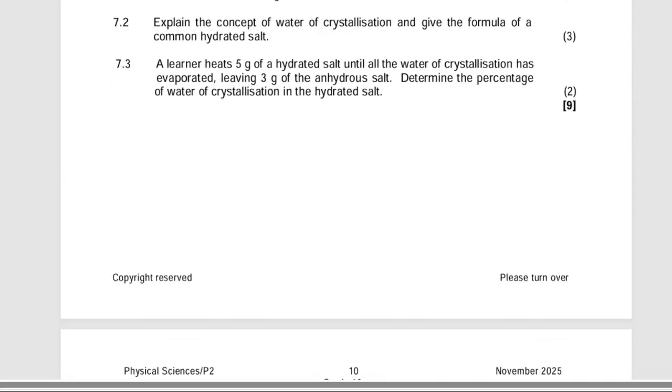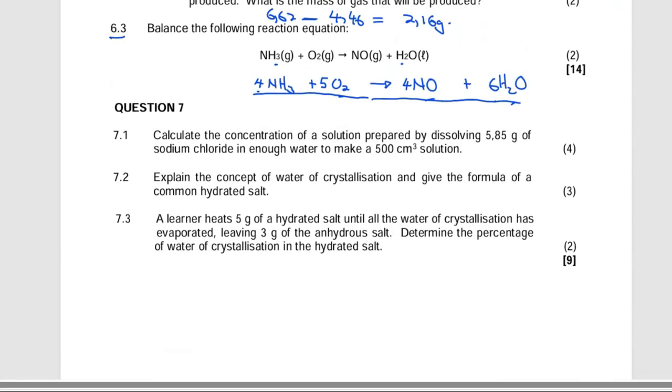Moving on to question number 7. Question number 7 says, calculate the concentration of a solution prepared by dissolving 5.85 grams of sodium chloride in enough water to make 500 cubic centimeters of the solution. So we're looking for concentration. Your concentration of sodium chloride, NaCl, is equivalent to the number of moles all over the volume.